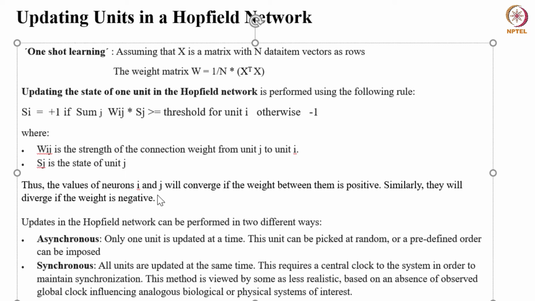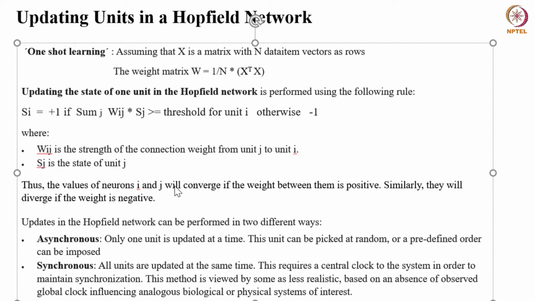The values of neurons y and j will converge if the weight between them is positive. Similarly, they will diverge if the weight is negative. So in that sense, we can say that this way of doing it is in the Hebbian tradition.